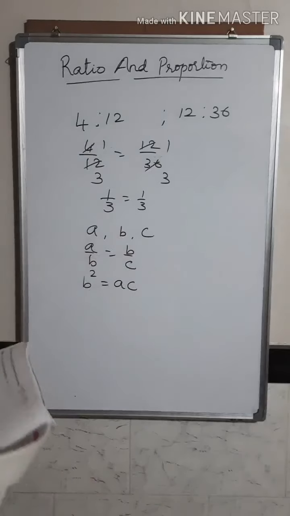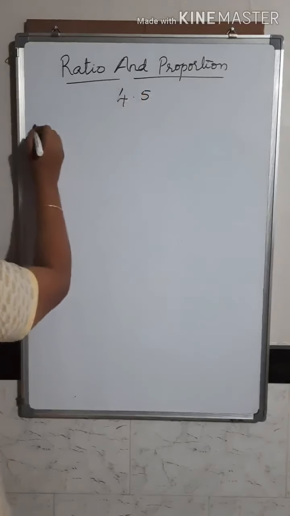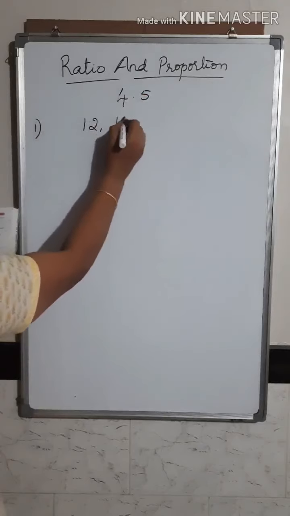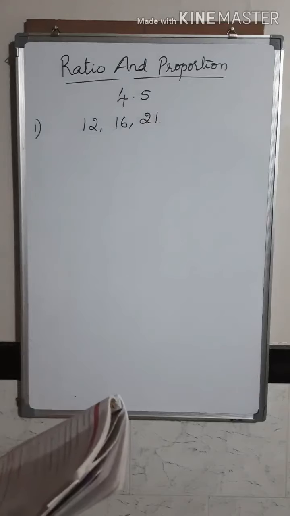So we'll go to the exercise and see how to work out the problems. Here, practice set 4.5. The first problem asks which number should be subtracted from 12, 16, 21 so that the resultant numbers are in continued proportion. They have given three numbers and asked you to find what should be subtracted from each so that the resultant numbers are in continued proportion. The numbers given are 12, 16 and 21.